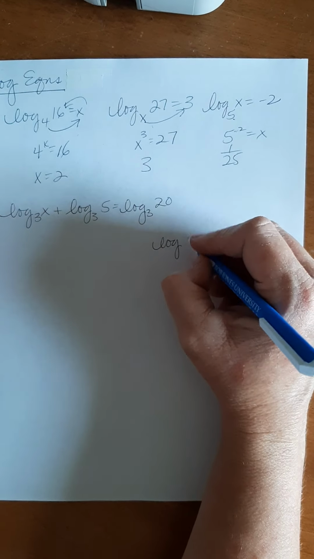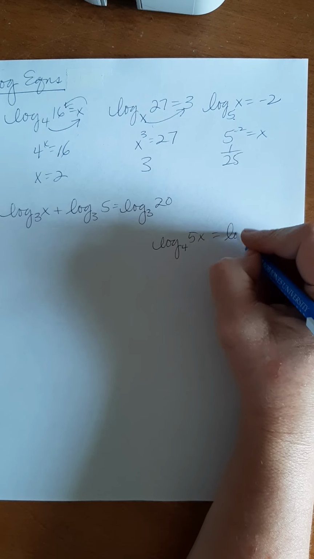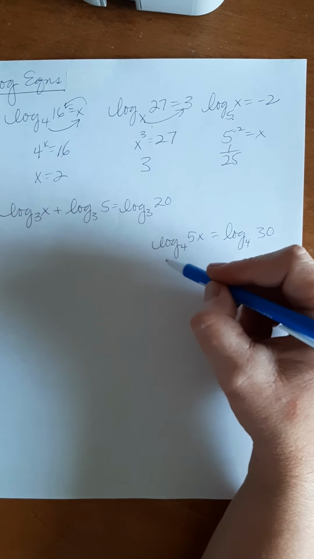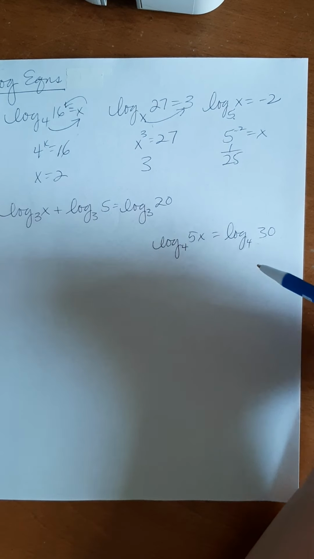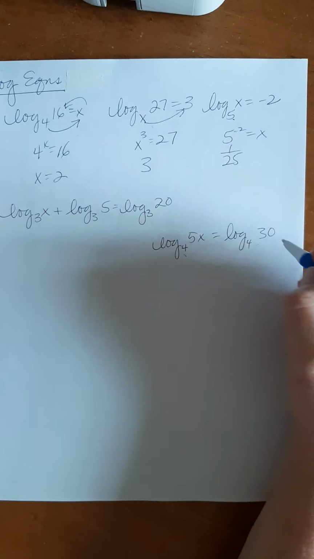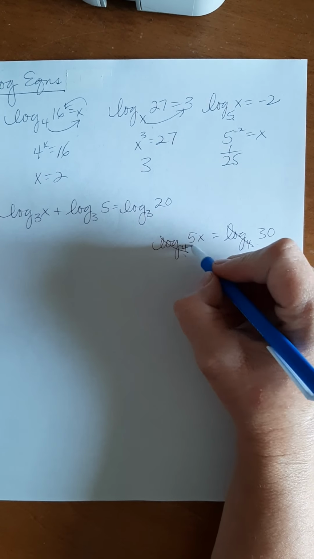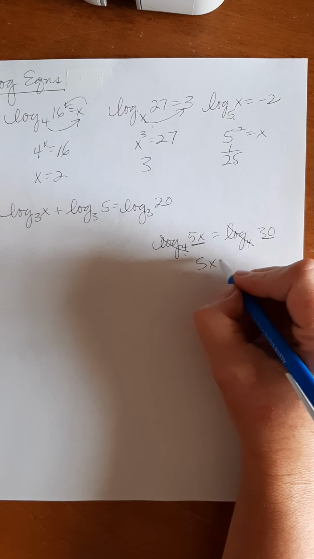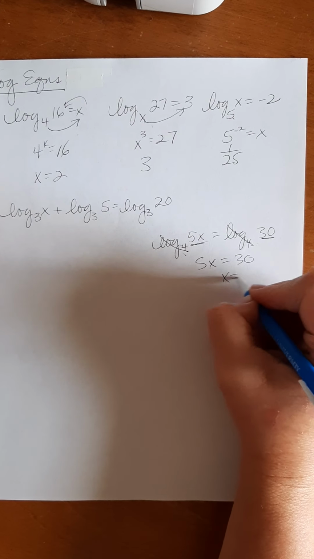If I had log base 4 of 5x equals log base 4 of 30, if you have logs of the same index, the same base on both sides, it's like you can cancel them and focus only on what you're taking the log of. So if 5x equals 30, x is 6.